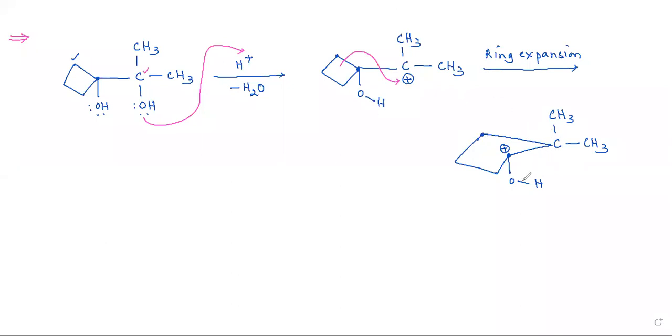Then this to get the final product. This is, of course, a 5-membered ring. Double bond O to the carbon next to it, we have 2 methyl. This is what we get. Okay. Interesting.